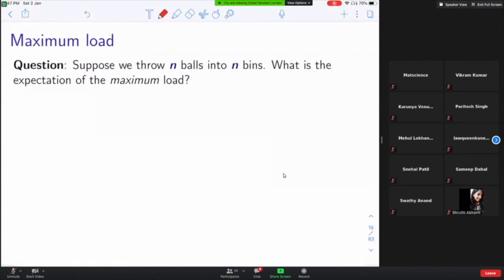Suppose we want to ask the following question. We throw n balls into n bins. What is the expectation of the maximum load? What do I mean by maximum load? How is the expected value of Zij 1 by n for a particular bin?